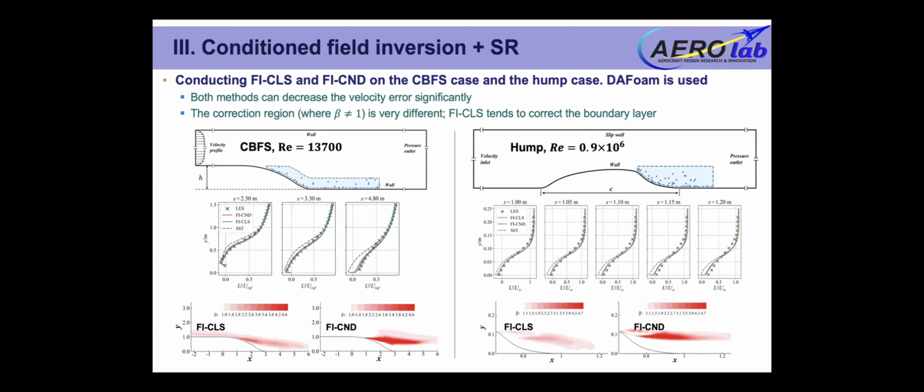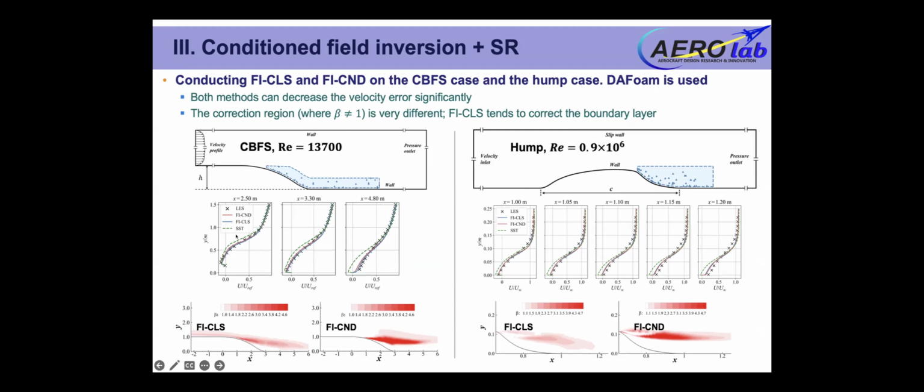Now let's look at the model construction. First, we'll have to conduct the FICOS and FICND on the curved backward facing step case where the Reynolds number is around 14,000, and in the NASA hump case where the Reynolds number is around 1 million. DAFoam is used for the implementation of the conditioned field inversion and classic field inversion, and all the optimizations are done by DAFoam.